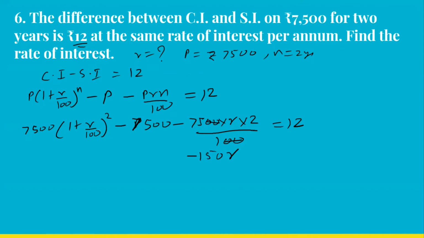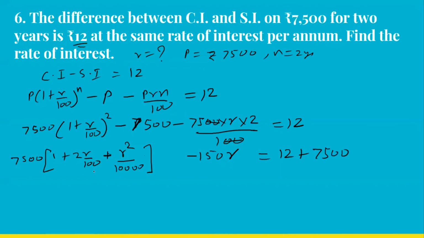Let us expand this (A + B) the whole square. So we get 7,500(A² which is 1, plus 2AB, that is 2R/100, plus B², which is R²/100², which is 10,000). And this is 7,500; when I shift it over here, it becomes 12 + 7,500. These are the separate terms.